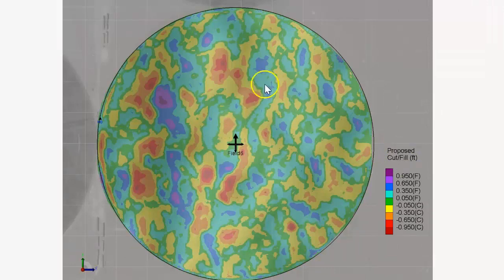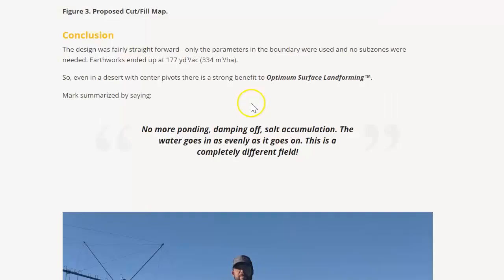Here's the cut fill map, which is basically subtracting the proposed from the existing surface. As you can see, there are cut areas here that are greater than 1 foot, and there is only one fill area where it's greater than a foot of fill. So in conclusion, we ended up with a design that required 177 cubic yards of material to be moved per acre. This is equivalent to 334 cubic meters per hectare.